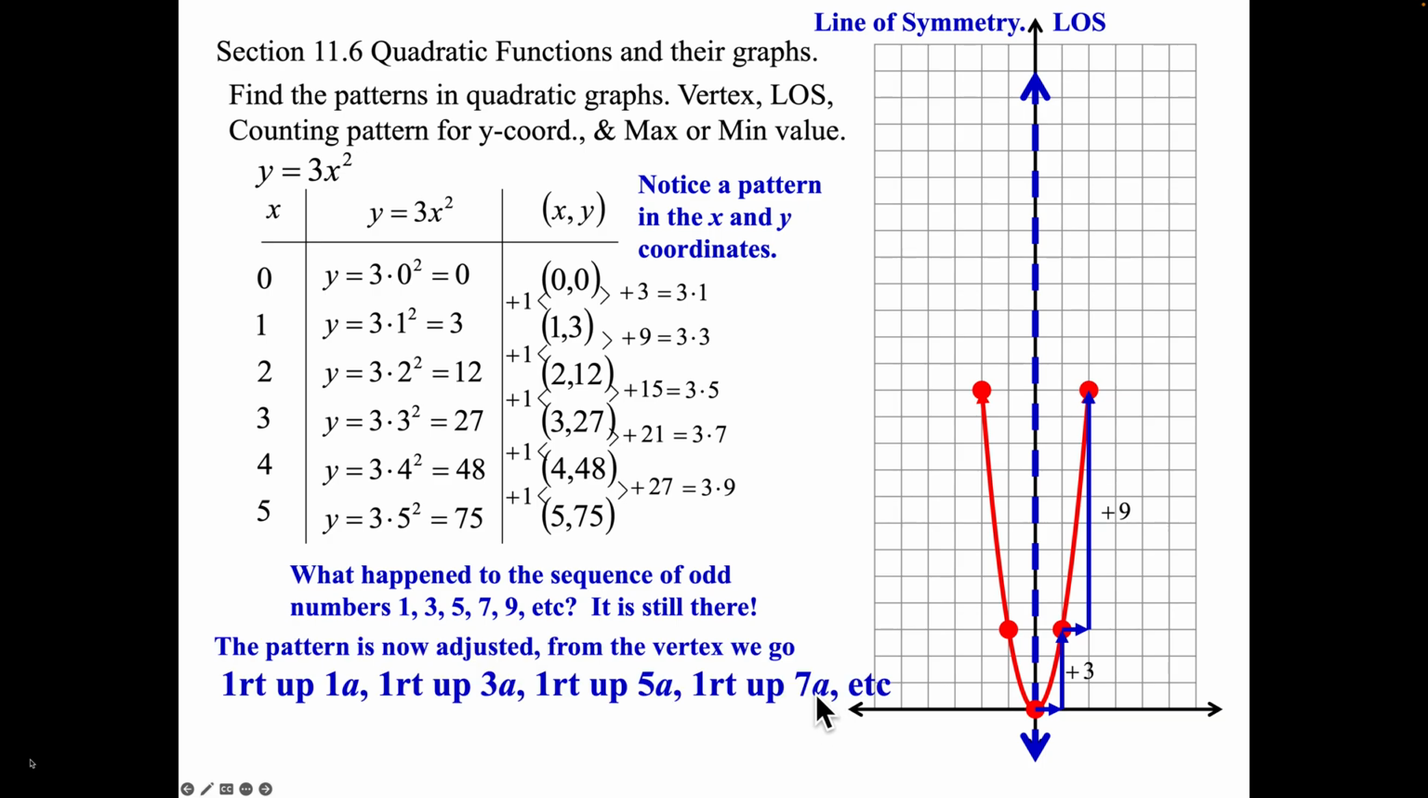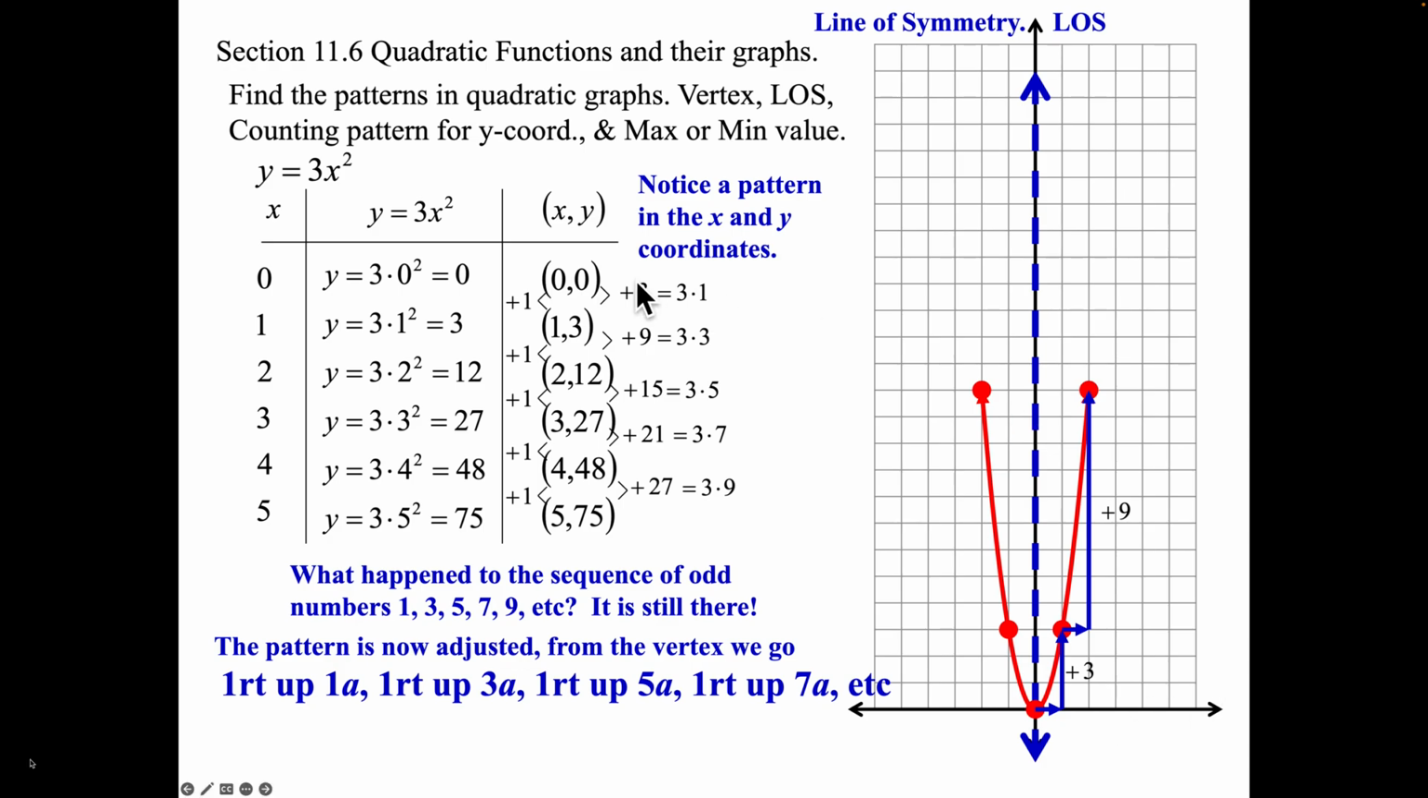So we're going to adjust our pattern and not say 1, 3, 5, 7, 9 anymore. We're going to say 1 to the right, up 1A, 1 to the right, up 3A, 1 to the right, up 5A. So we want to say 1A, 3A, 5A, 7A.